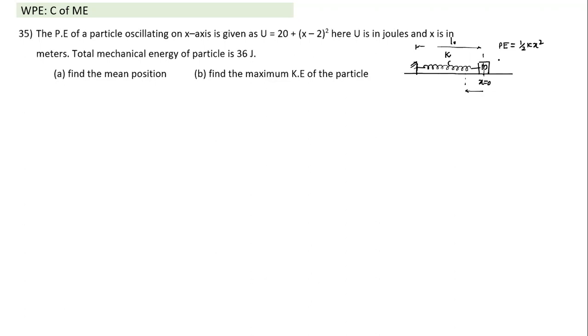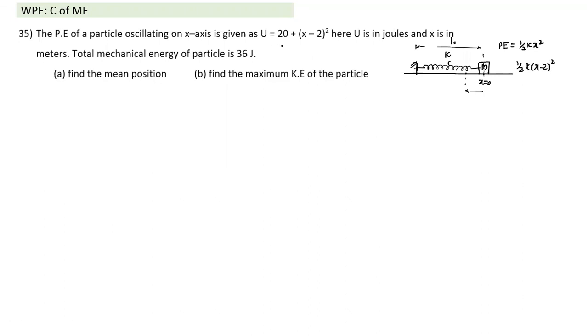Or what if, when I shift this origin, this x term also will become, if I shift towards left, x minus 2. So if I take an origin 2 meters left of the unextended length, the potential becomes equal to 1 by 2 k (x minus 2) square.